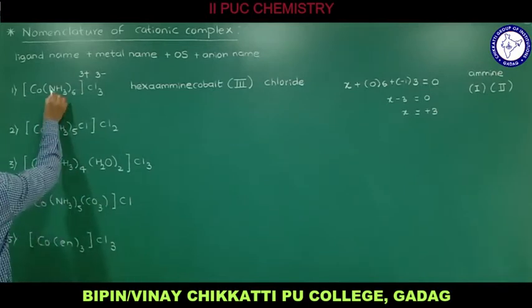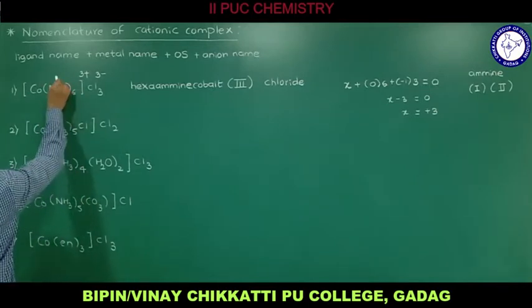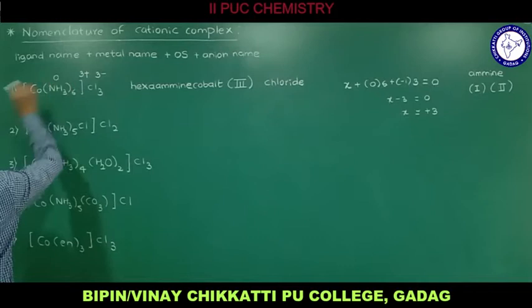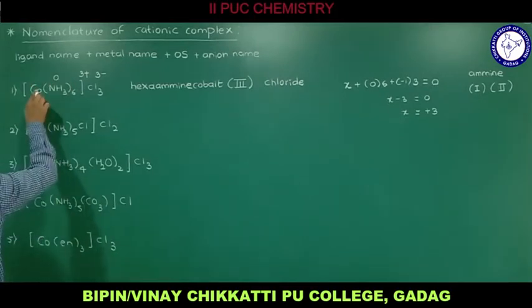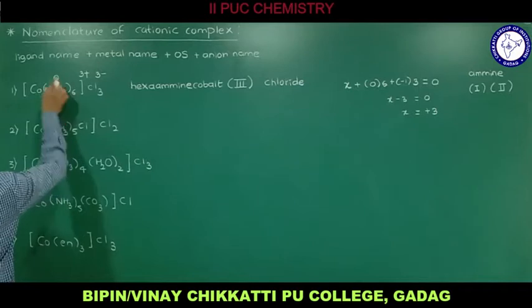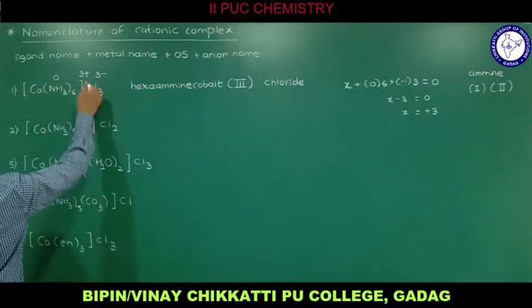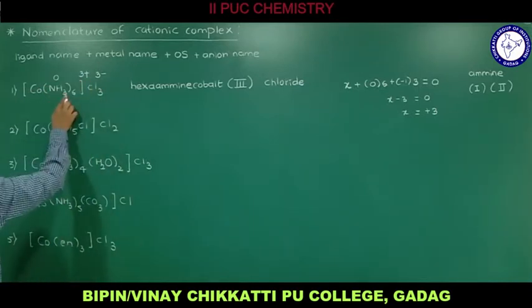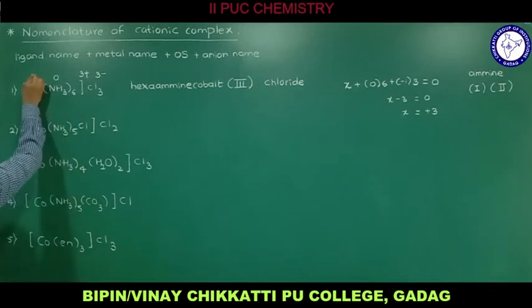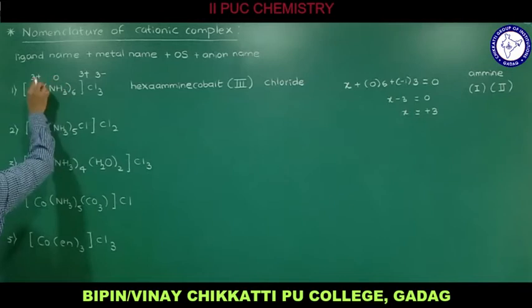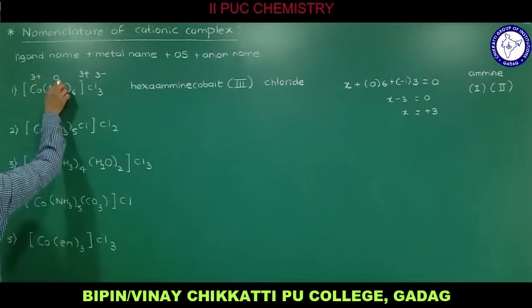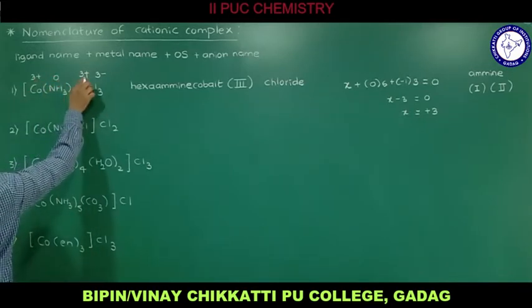So the ligand we have is NH3, isn't it? And NH3 is a neutral molecule, therefore I write 0. And now the charge of NH3 corresponds to the total charge, that is 3 plus. So since NH3 is 0, now I can easily say the cobalt should be +3, because the sum of oxidation states of the central metal atom and ligands should equal the charge of the cation.